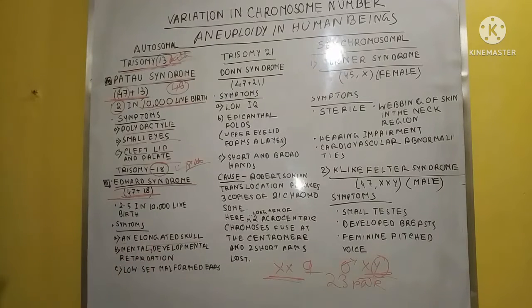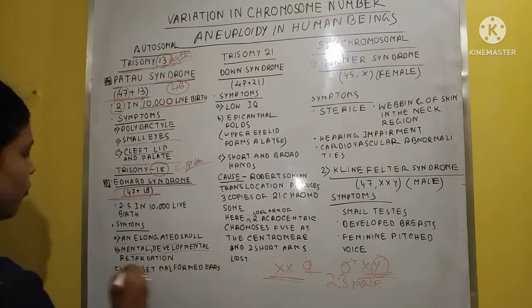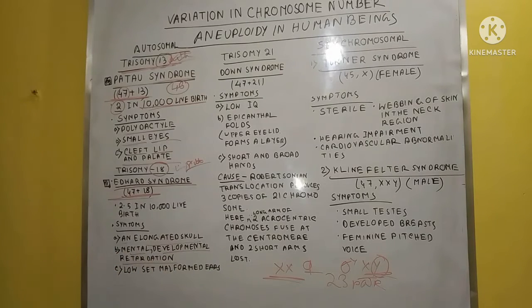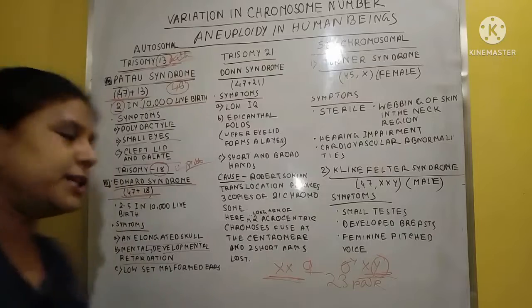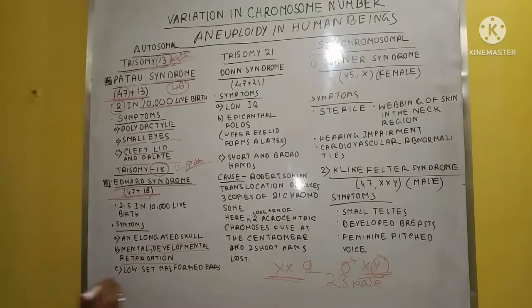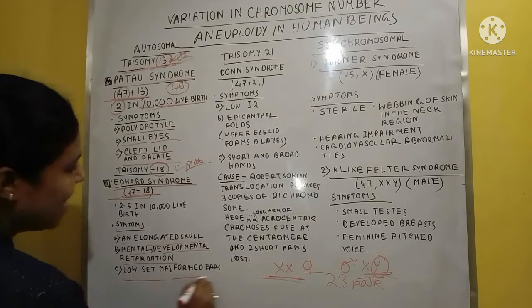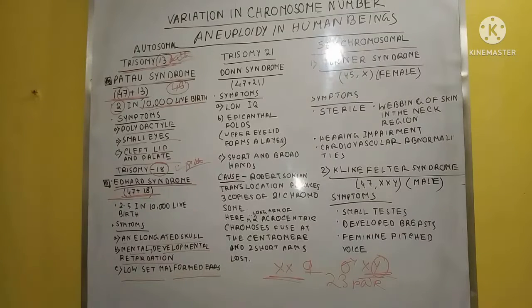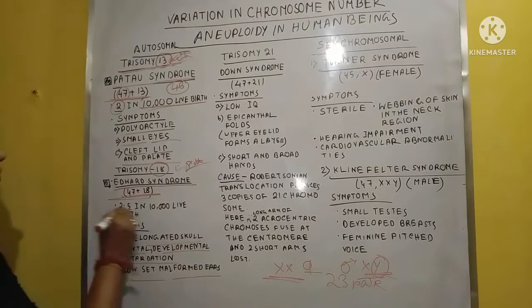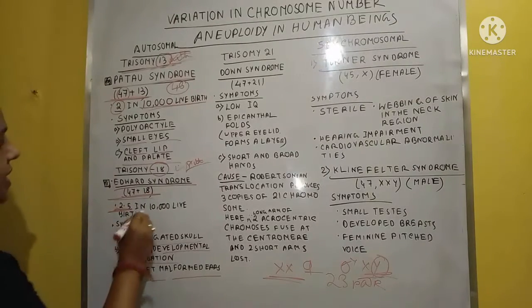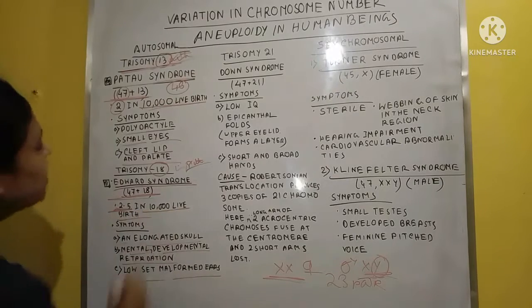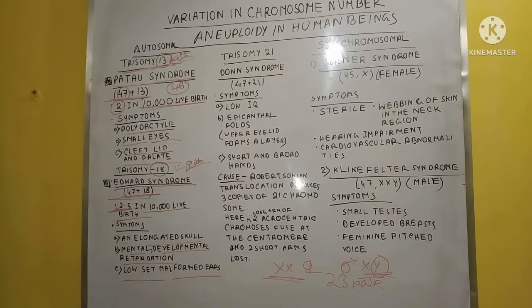An elongated skull. Skull is elongated. Mental and developmental retardation. No growth mentally and developmentally. Number C, the low set malformed ears. And this disease is seen about 2.5% generally in 10,000 live birth. So these are the autosomal disease trisomy.